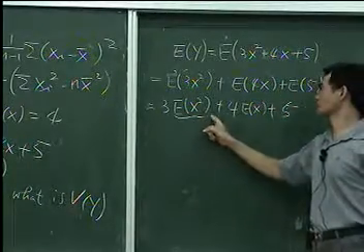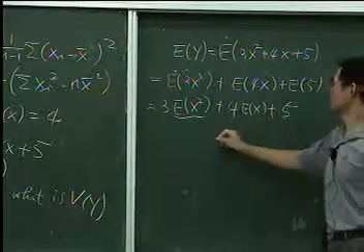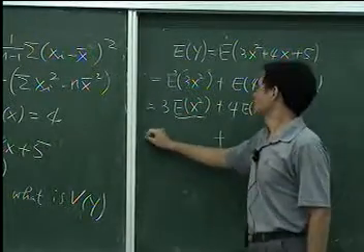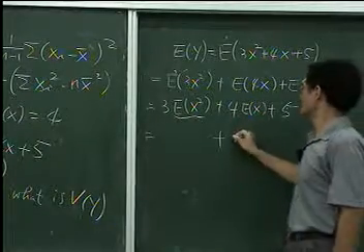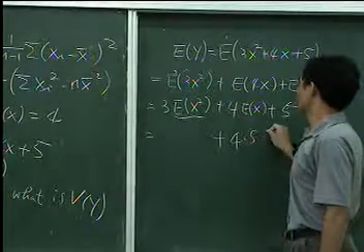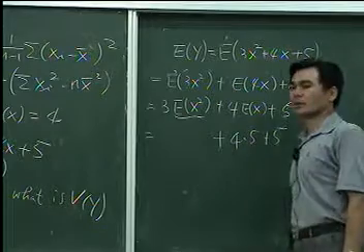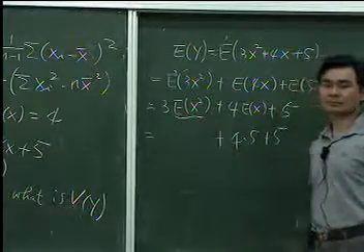How to solve this one? Here it should be easy, right? Because this is 4 times expectation x. So that would be 4 times 5 plus 5, right? But the question is, what is this?